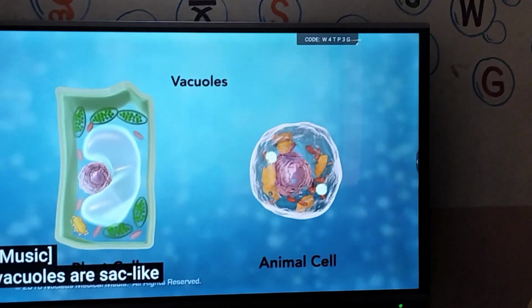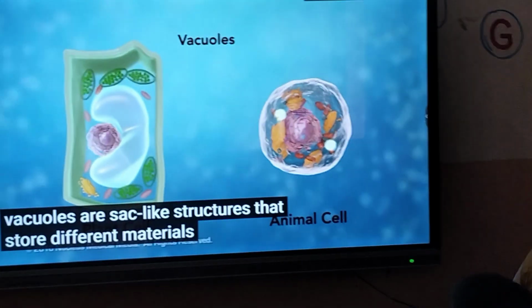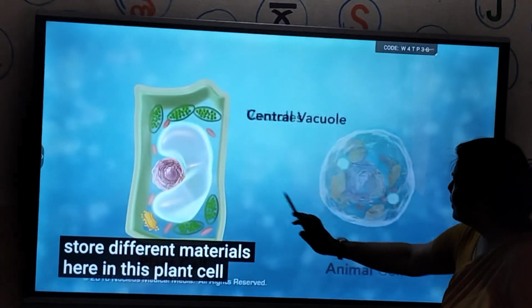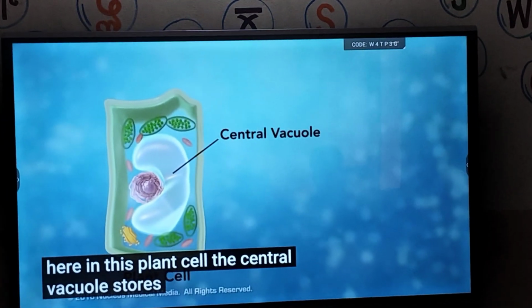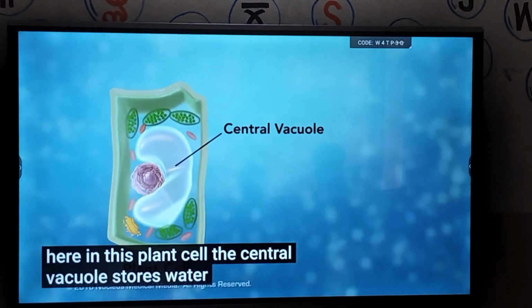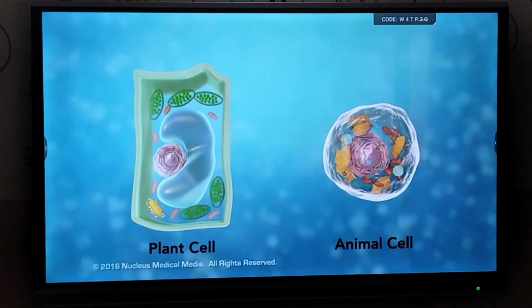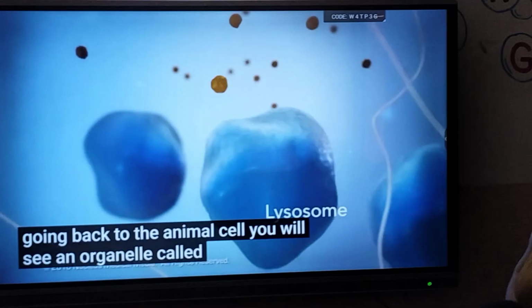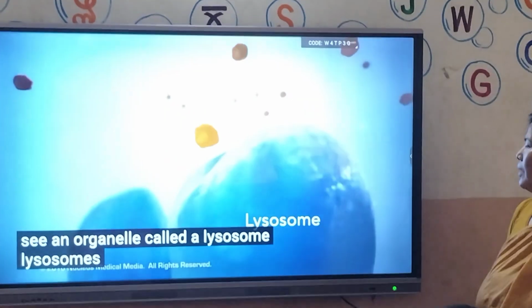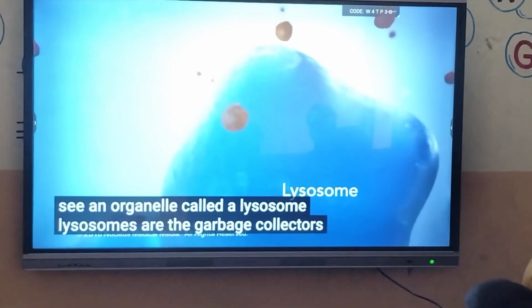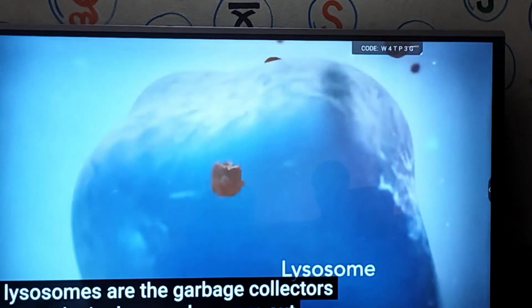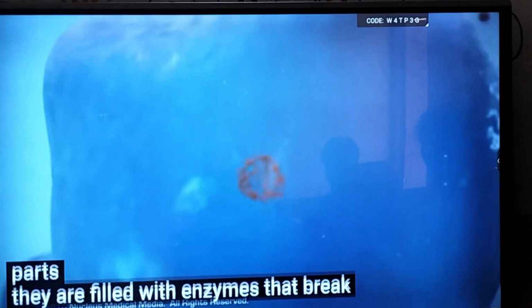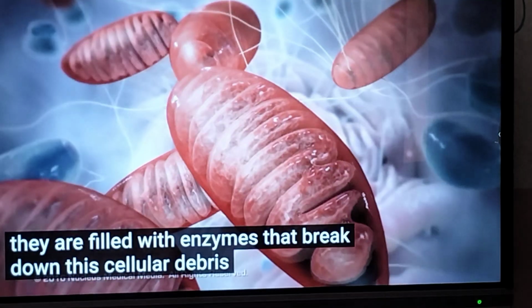Vacuoles are sac-like structures that store different materials. Here, in this plant cell, the central vacuole stores water. Going back to the animal cell, you will see an organelle called a lysosome. Lysosomes are the garbage collectors that take in damaged or worn out cell parts. They are filled with enzymes that break down the cellular debris.